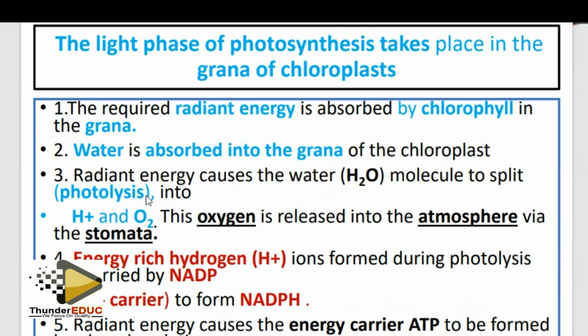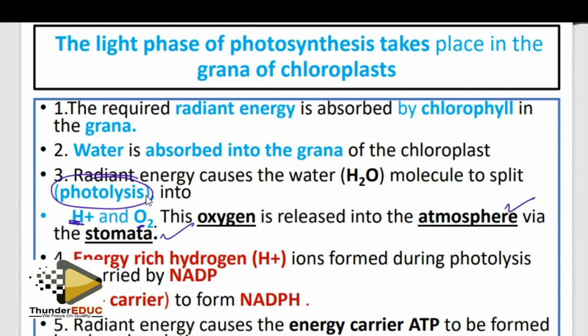We call it what? Photolysis. And then you produce hydrogen ion plus oxygen. Oxygen will move out of the leaf, and then it's released into the atmosphere. Yes, we have seen it via that hole below the leaf. Most of them are below the leaf, which we call the stomata.